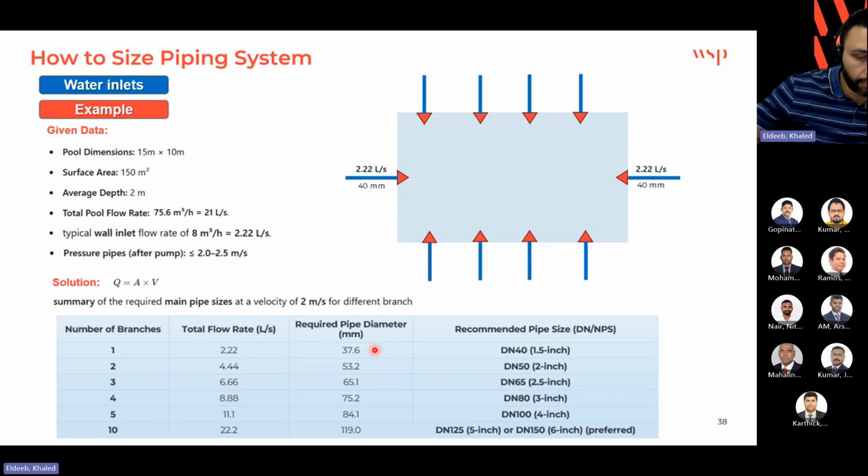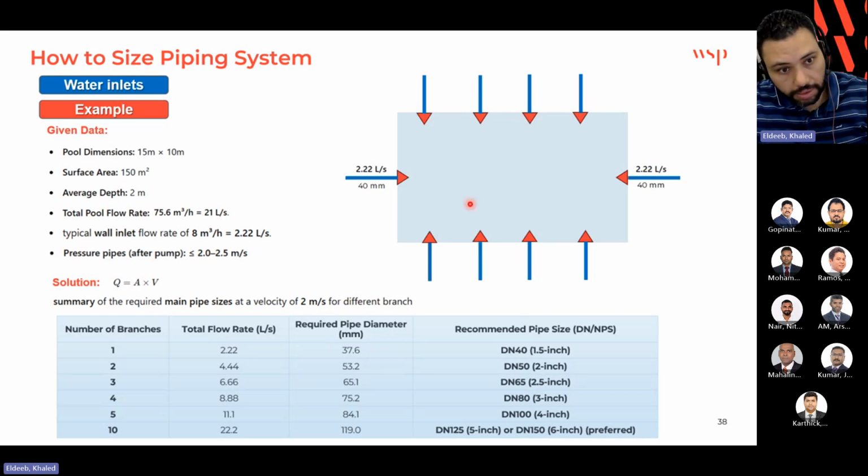If you have an Olympic or big swimming pool, the lower the velocity you have, the bigger the diameter you provide, and it might cause coordination issues with other things. So it depends on your vision while you are doing the design. You know the limitation, and based on your condition, you can select what suits your project. So for the pressure pipes after the pump, this is our case because we are talking about the water inlet here. The recommended velocity is 2 to 2.5 meter per second.